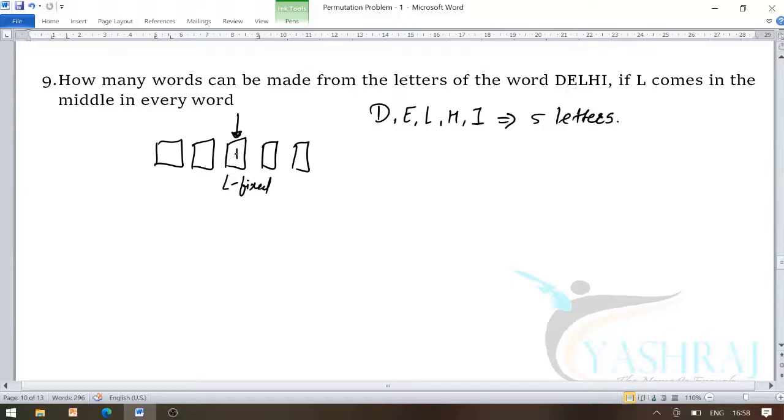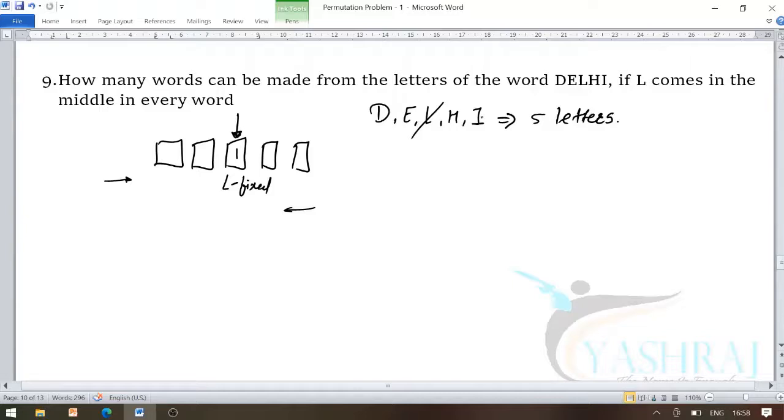Now we remained with us, so just cross out the L. Already we fixed it. So we remained with the 4 letters only, either D or E or H or I. So there are the 4 ways. You may start from left to right, filling up the boxes, or from right to left. That means the number of ways. So D, E, H, I.